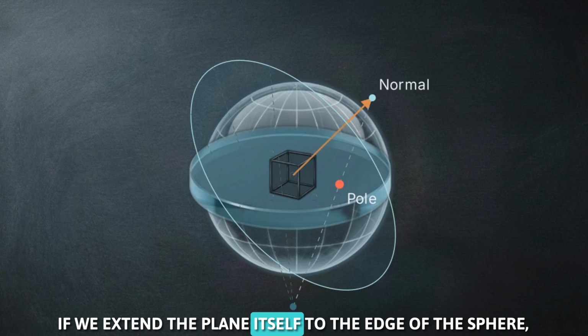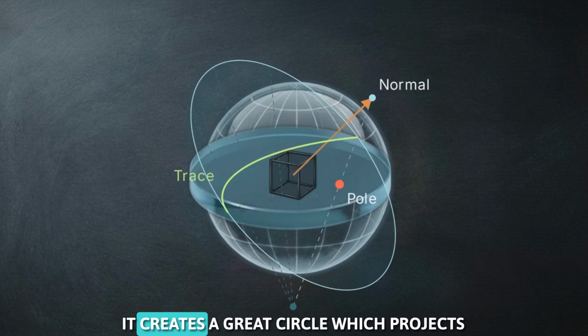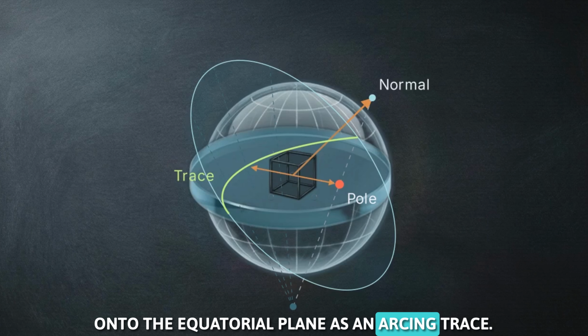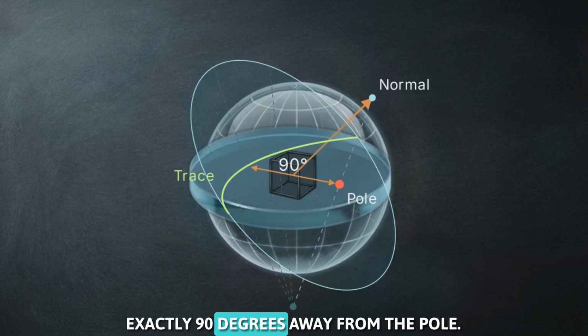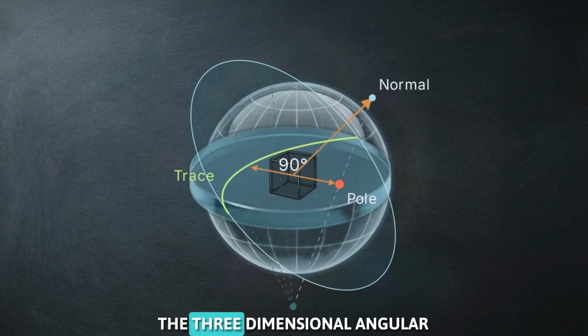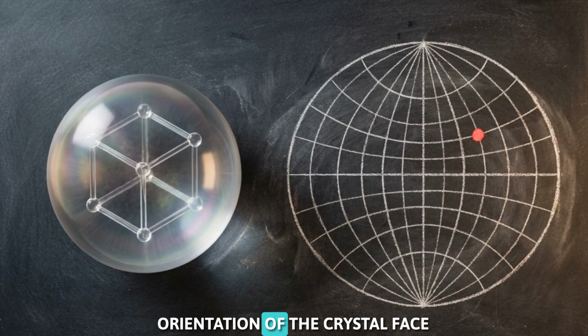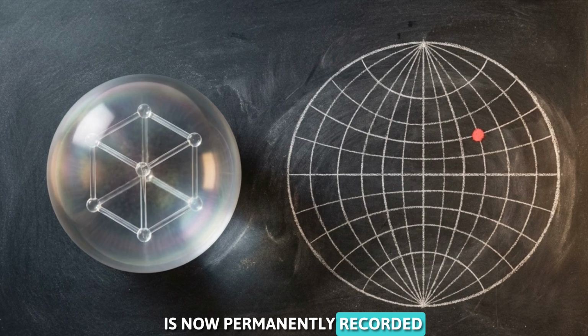If we extend the plane itself to the edge of the sphere, it creates a great circle, which projects onto the equatorial plane as an arcing trace. Every point on that trace sits exactly 90 degrees away from the pole. The three-dimensional angular orientation of the crystal face is now permanently recorded as a two-dimensional coordinate.